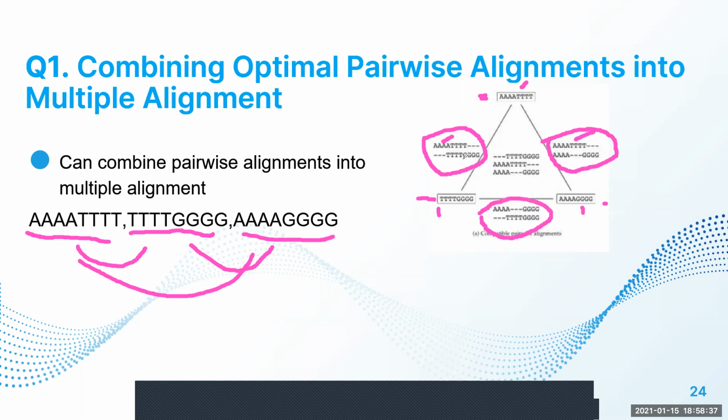Then if you consider this one, three gaps at the beginning, it has the same alignment in this place also. Then the final one, 4 A's, three gaps, and 4 G's. So it is the same in this place also. This kind of thing works. The basic idea is it works sometimes, but we can't guarantee it all the time.